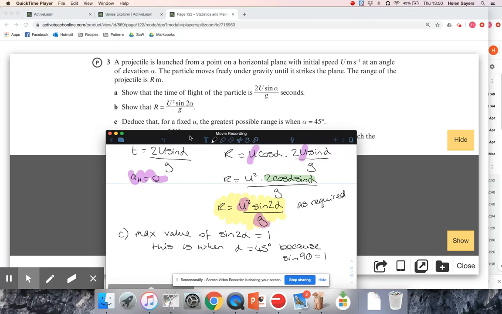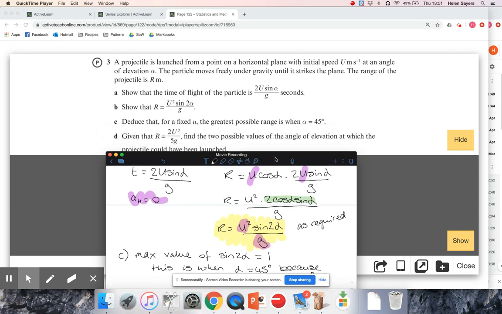Your clue is that questions like that are only worth a mark or two, so we're just sticking a little bit of trig in there. So how can we maximise that? They're saying that it's for a single fixed value of u. We can't do anything with g, so really it's the sine 2 alpha we're looking at. Maximum value of sine is 1, so that will happen when alpha is 45 degrees.